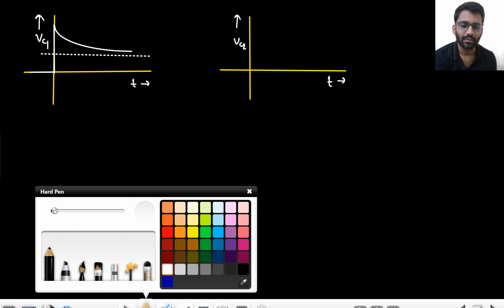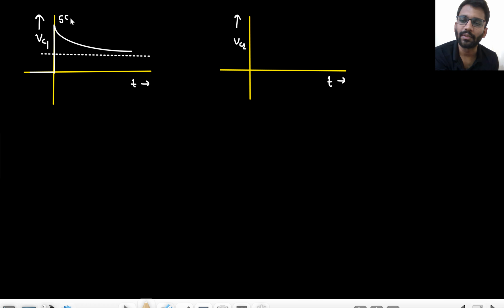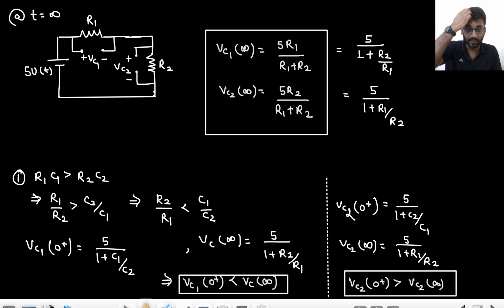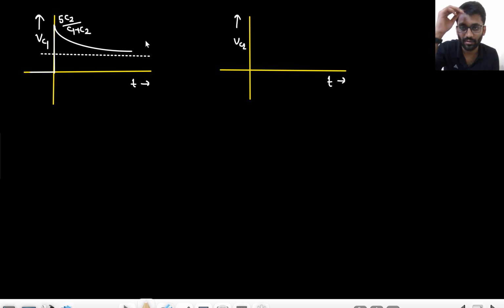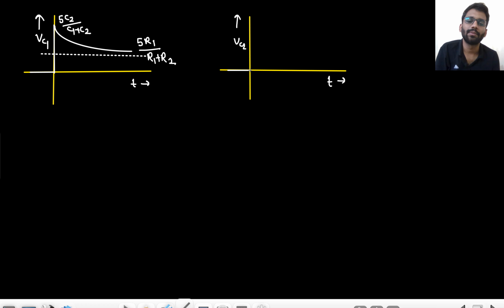Okay, so initially what was the voltage? VC1 at 0 plus was 5 C2 upon C1 plus C2. And then VC1 at infinity was 5 R1 upon R1 plus R2, right? And what will happen in case of VC2? Initially 0, then it goes up to some value, then to some other value it goes, right?